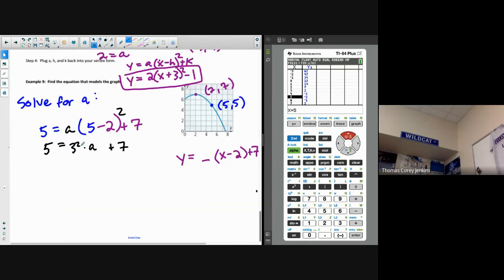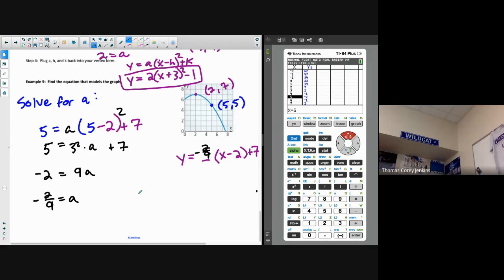All right, so let's go ahead and get rid of our plus 7 first. So when I subtract 7 from both sides, I get negative 2 equals 9a, because 3 squared is 9. Now I'm going to divide both sides by 9. And then I get negative 2/9 is equal to a. So without this algebra, there's no way you're going to come up with negative 2/9. So, you know, that's why they throw a tough problem at you.